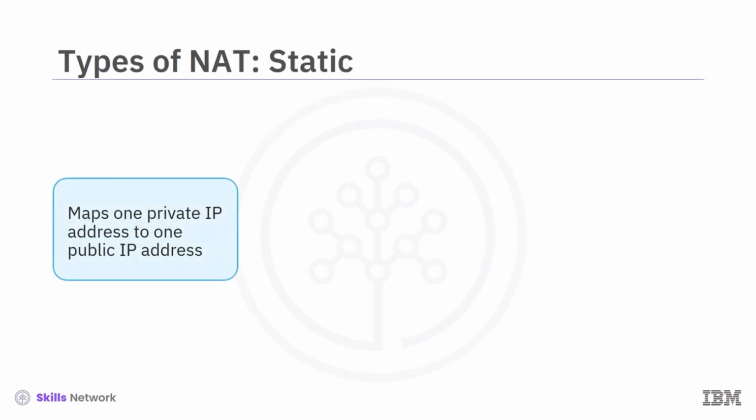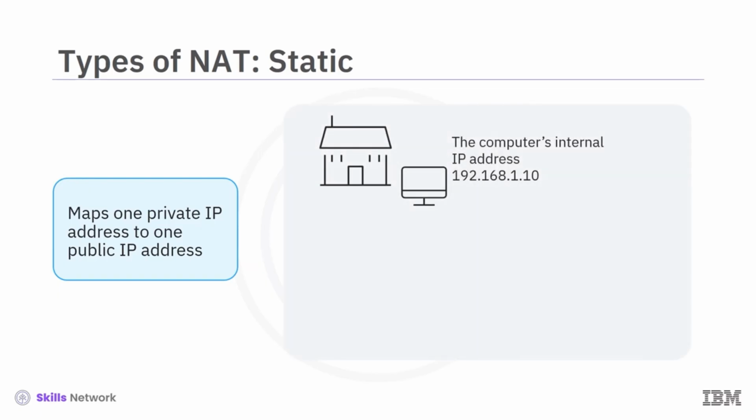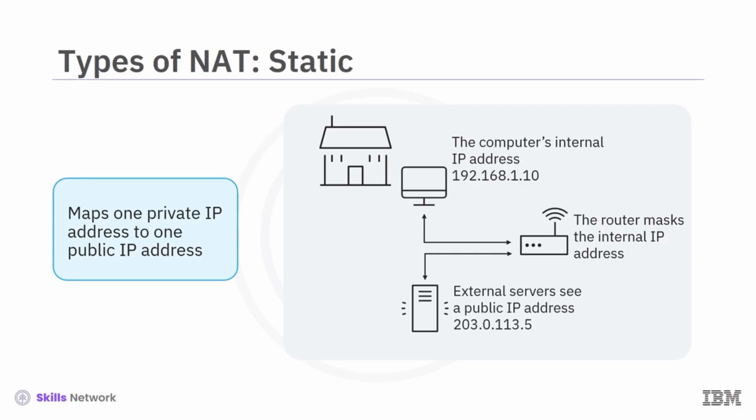Static NAT maps one private IP address to one public IP address. This is useful for devices that need to be accessible from outside the network, such as a web server. For example, if an internal web server has the private IP address 192.168.1.10, static NAT can map it to a public IP address such as 203.0.113.5, making the server accessible from the Internet.